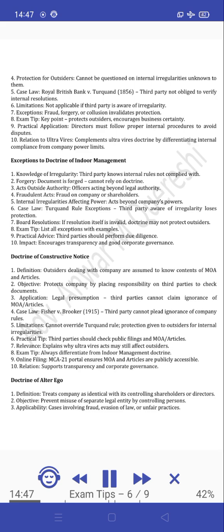8. Exam tip. Always differentiate from the indoor management doctrine. 9. Online filing. The MCA 21 portal ensures MOA and articles are publicly accessible. 10. Relation. Supports transparency and corporate governance.